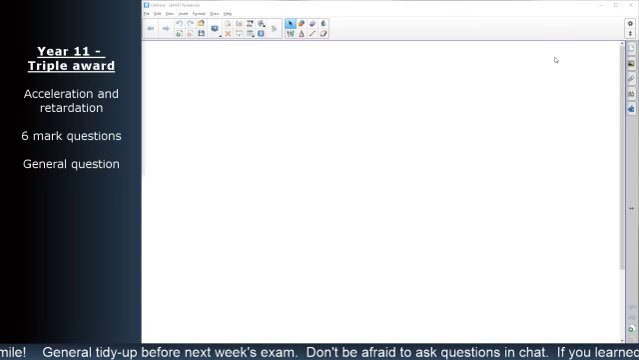Okay, so what we're going to take a look at tonight is acceleration and retardation, the deceleration side of that. The spec refers to it as retardation, so we will use that terminology. We will look at some 6-mark questions. We'll have a quick flick through the specification, maybe make a couple of flowcharts on good ways to answer a few of these questions. We'll look at nuclear, we'll maybe take a look at some of the energy resources types and so forth, and then leave a little bit of time at the end, hopefully, for any questions that come up in chat.